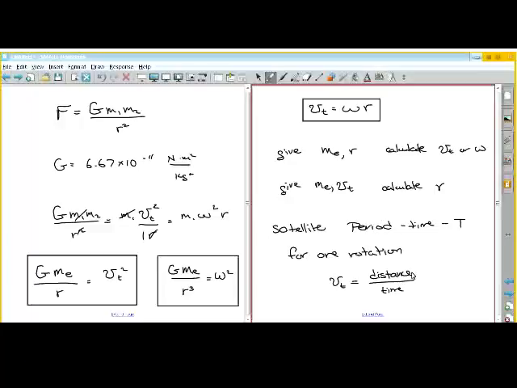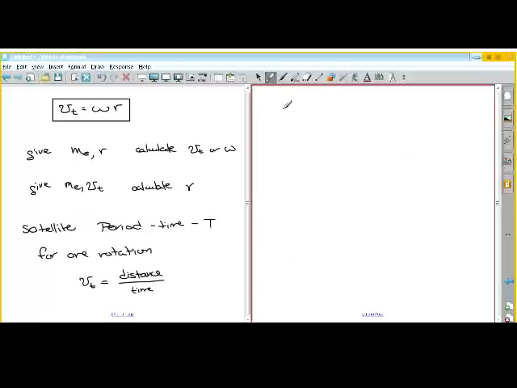So let's designate the period as T. You're going to have to convert it to seconds. So if it's in days, you need to always convert to seconds. So let's just put that, convert the period to seconds. So make sure you know how to convert days to seconds and hours to seconds, minutes to seconds.